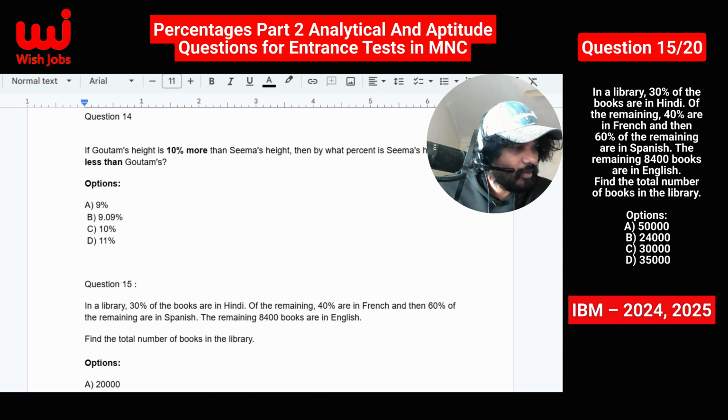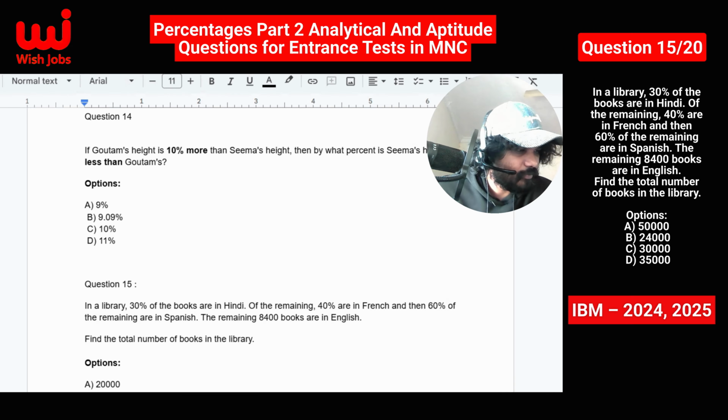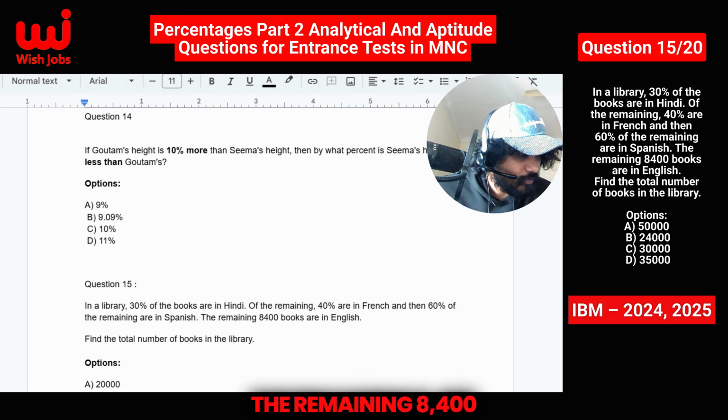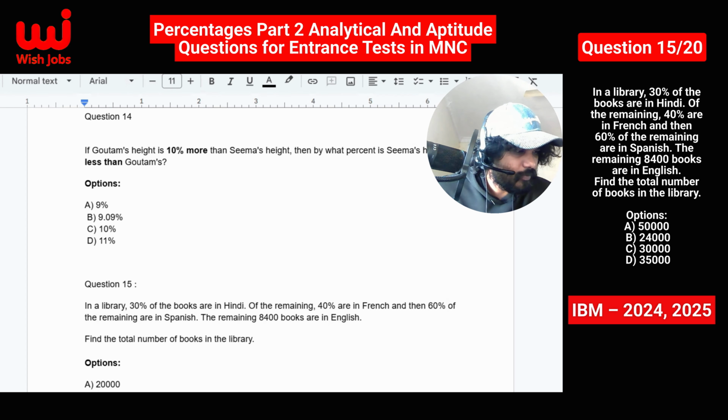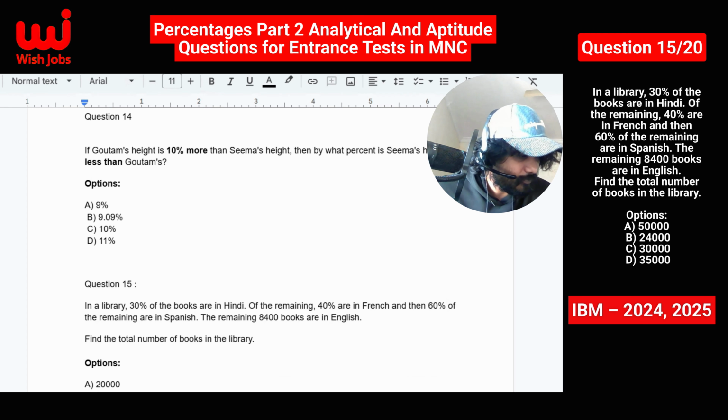So the 15th problem: in a library, 30% of the books are in Hindi. Of the remaining, 40% are in French. And then 60% of the remaining books are in Spanish. The remaining 8,400 books are in English. We need to find the total number of books in the library.